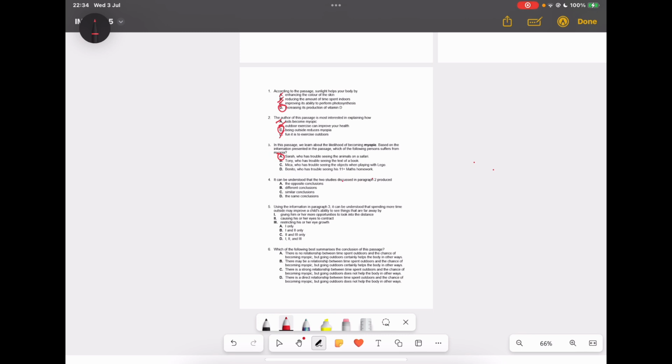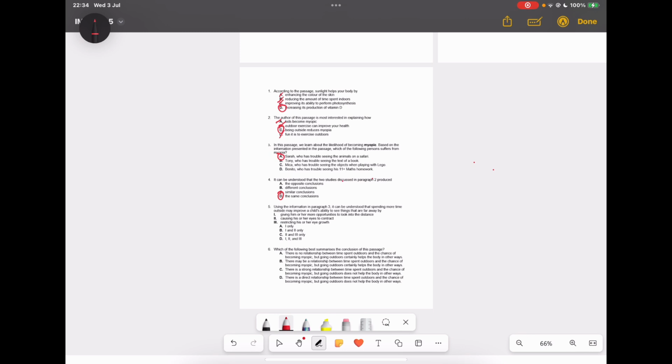So 4. It can be understood that the two studies discussed in paragraph 2 produced A, opposite conclusions, B, different conclusions, C, similar conclusions, or D, the same conclusions. So 4 is going to be D, the same conclusions.